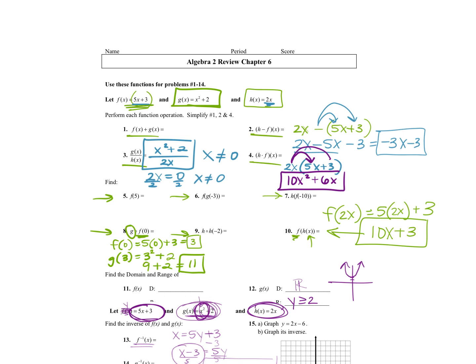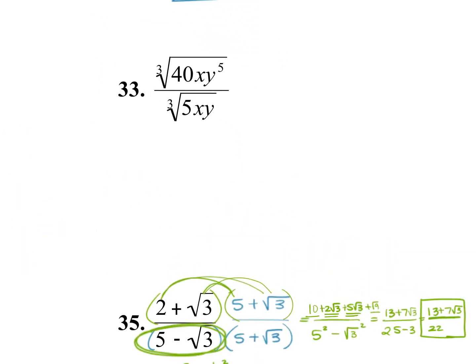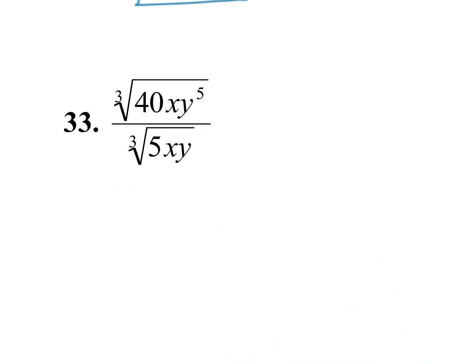33. Okay. What do you do here? Divide. It's really easy to go, oh, I'm going to multiply by the cube root of 5xy on top and bottom, because that's what we did when it was a square root. These are way harder if you try to do it that way. Divide first and see what's divisible, and then you can work from there.